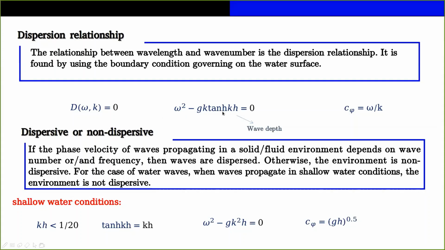If the tangent hyperbolic of kh converges to kh, which happens when kh is very small, the dispersion relationship changes to this relation, and you get the phase speed as this. And as you see here, h is the water depth. The phase speed is just a function of the gravitational acceleration and the water depth, and it is not a function of the wave number or wave frequency at all. So it's the shallow water condition where waves are non-dispersive. And you can see that water waves can be both dispersive and non-dispersive, and this shows us how complicated the physics of waves in the water environment is.